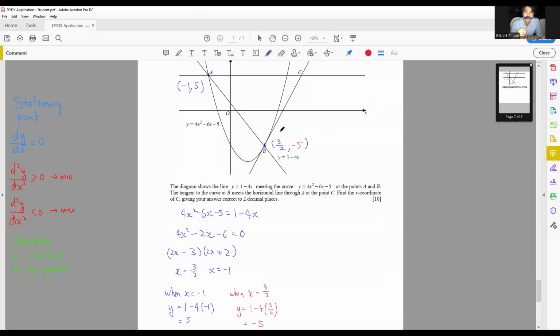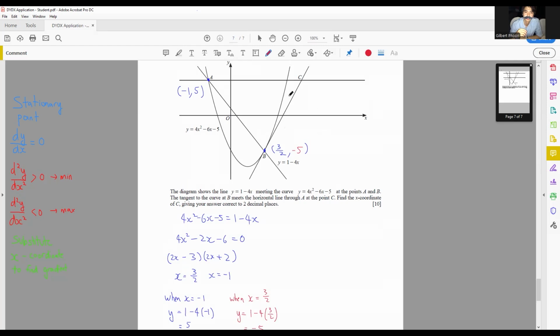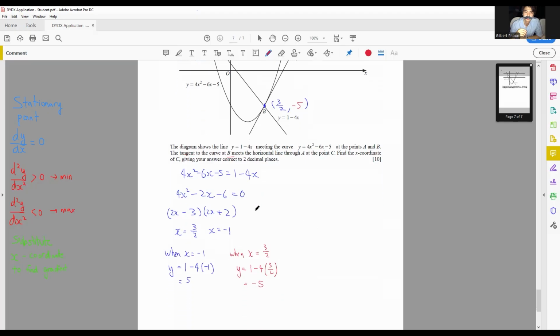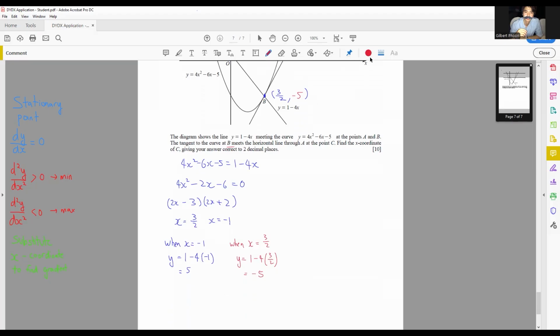Okay, now that I have the A and B coordinates already, next thing I'm going to need to do is find the gradient of this BC line here. To find the gradient, since they say that B and C are actually tangents, right? Then what we're going to do is differentiate the quadratic equation. Differentiate the quadratic equation, you would have dy/dx is equal to 8x minus 6.